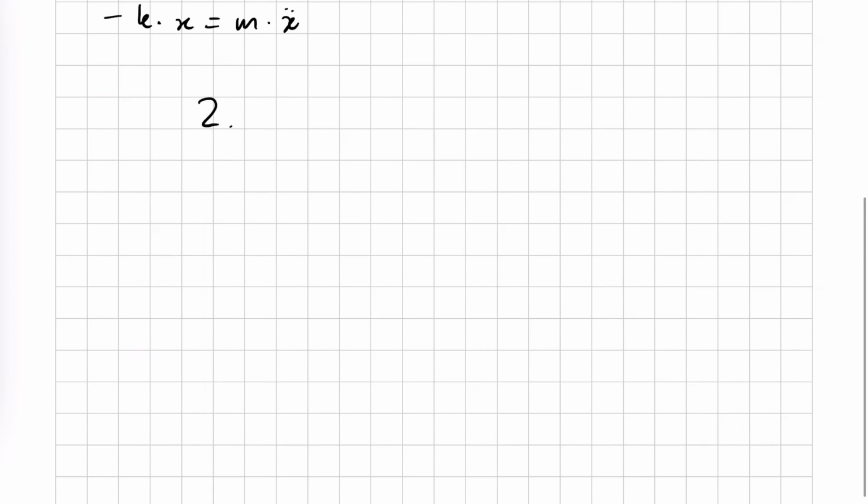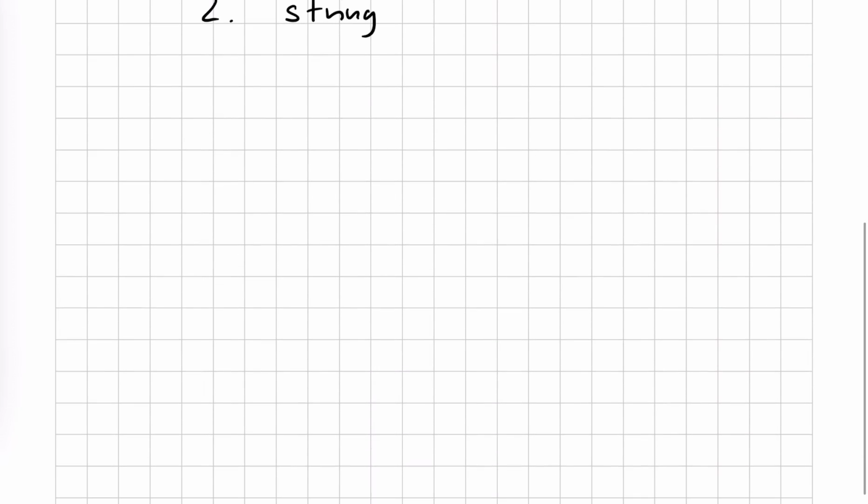Now let's go on to the second case, the string pendulum. This is a little bit more complicated, but don't worry, you'll get it. So imagine a ceiling, a fixed ceiling, with a string attached to it, attached to a mass with mass m and length l.